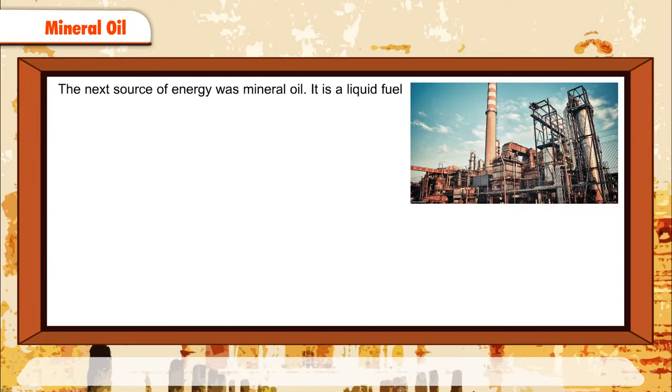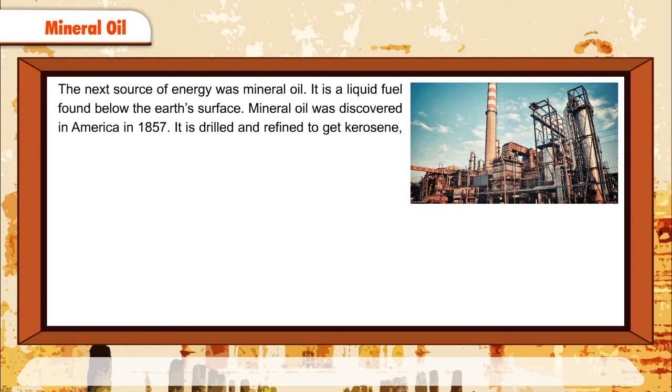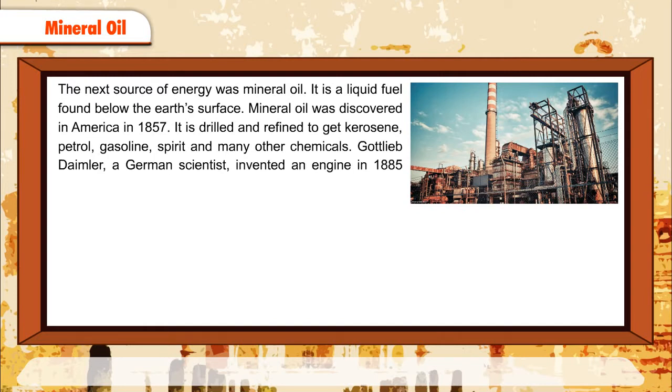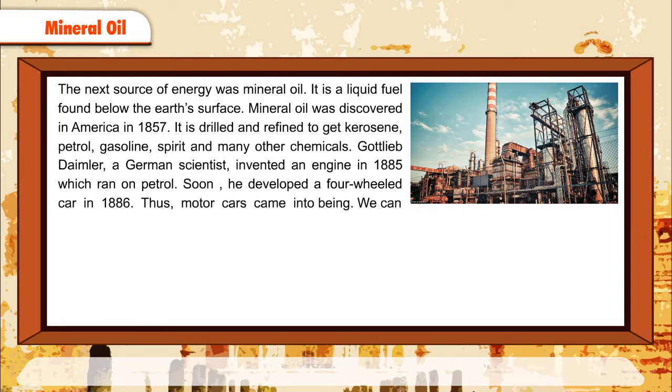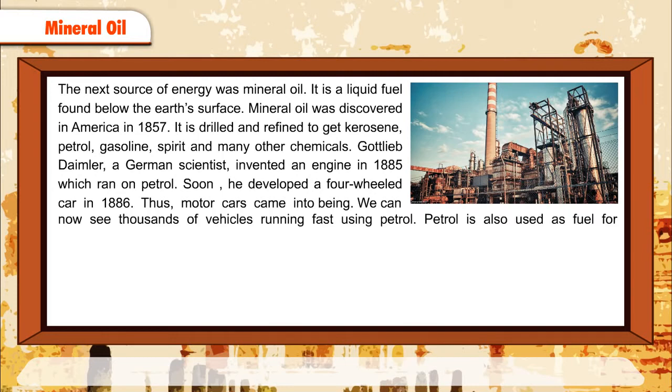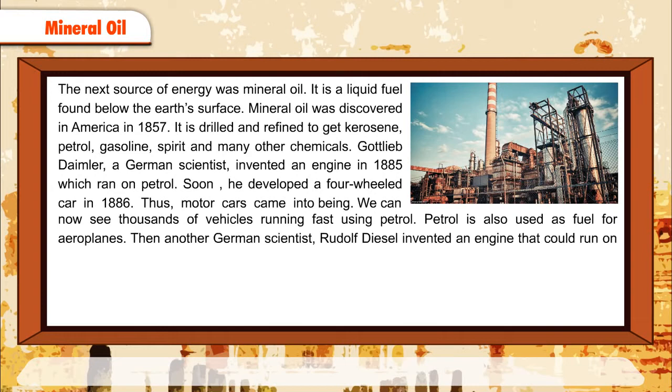Mineral oil. The next source of energy was mineral oil. It is a liquid fuel found below the Earth's surface. Mineral oil was discovered in America in 1857. It is drilled and refined to get kerosene, petrol, gasoline, spirit and many other chemicals. Gottlieb Daimler, a German scientist, invented an engine in 1885 which ran on petrol. Soon, he developed a four-wheeled car in 1886. Thus, motor cars came into being. We can now see thousands of vehicles running fast using petrol. Petrol is also used as fuel for aeroplanes.